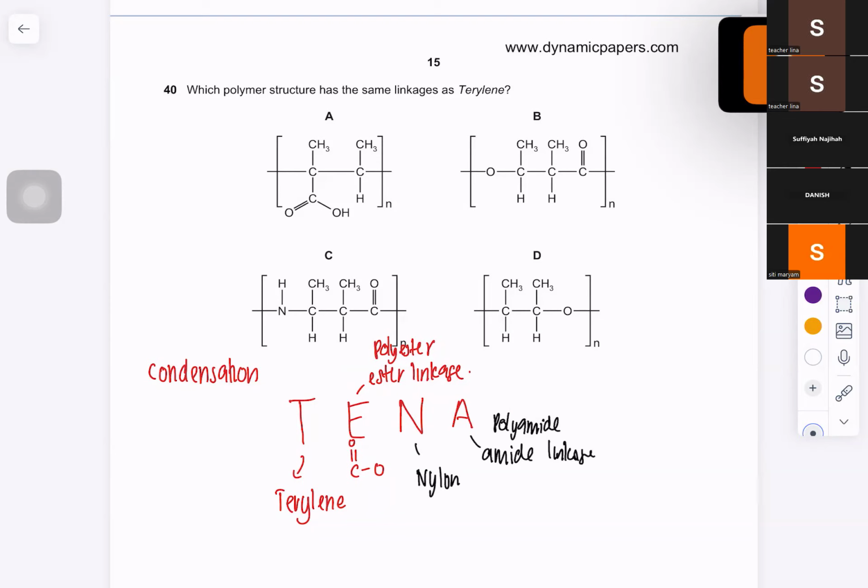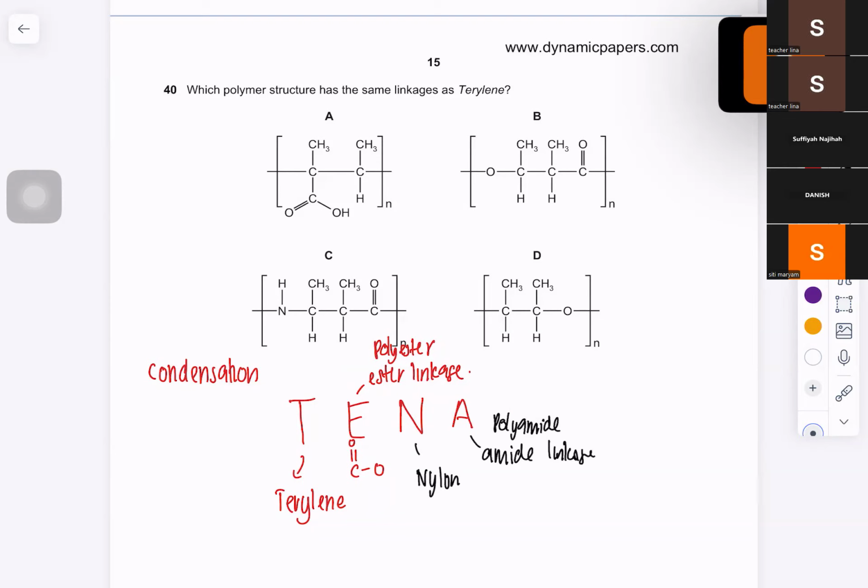Sekejap, wait. Nylon ni, kalau amide linkage ni, dia ada nitrogen. The keyword dia ada nitrogen. C double bond O and then H. Okay, so memandangkan dia quite similar, you boleh cancel yang tak ada C double bond O. Dan ini you boleh cancel. This one you boleh cancel. Dia kena ada C double bond O macam ni.